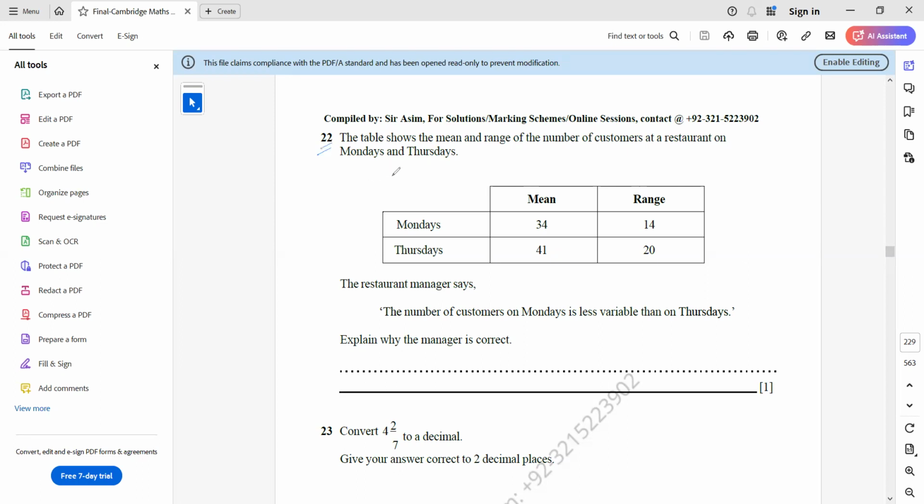It's number 22 now. The table shows the mean and range of the number of customers at a restaurant on Mondays and Thursdays. On Mondays, the mean of the customers was 34 and the range was 14. And on Thursdays, the mean was 41 and the range was 20. The restaurant manager says the number of customers on Mondays is less variable than on Thursdays. Explain why the manager is correct.